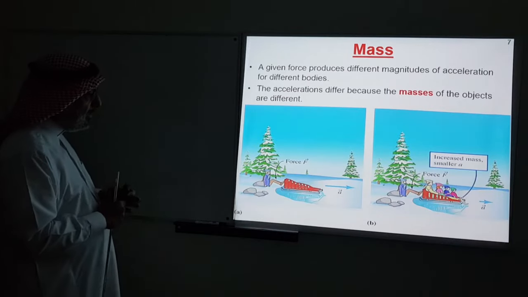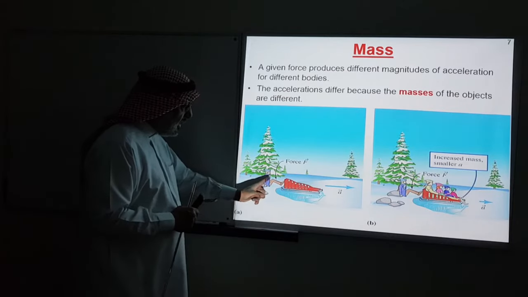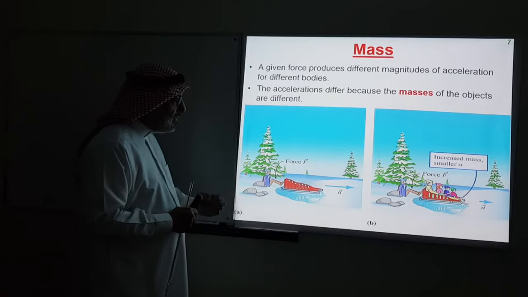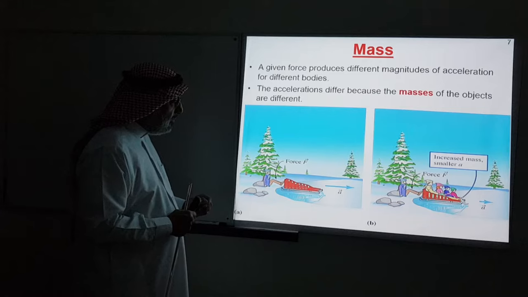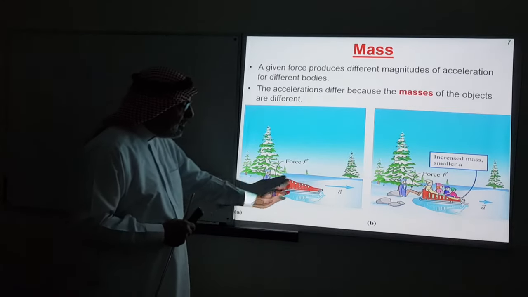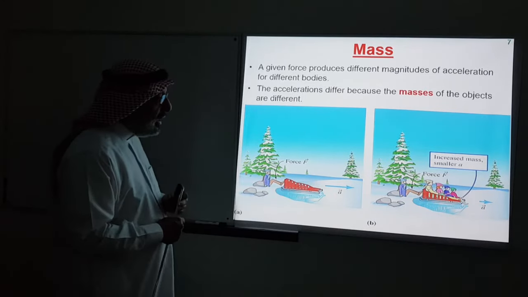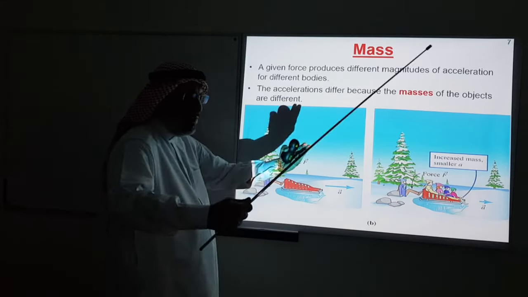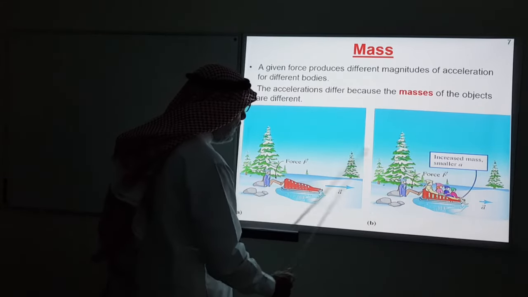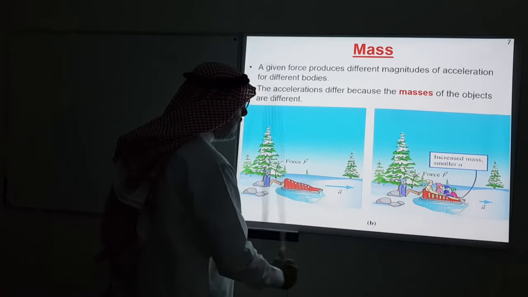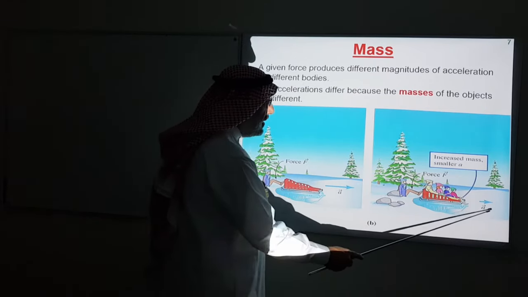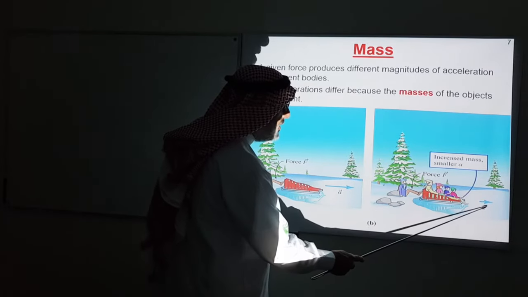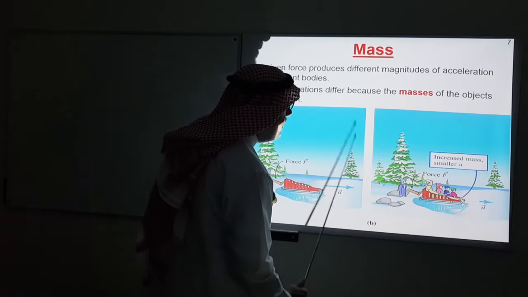And here is an example. Here we have a force, in this case exerted by the leg of the person. Here we have a sled. If the sled is empty, the force will give the sled some acceleration, a. If the sled is full of people, so the mass increases, for the same force exerted by the same person, you can see that the acceleration now is smaller. Because the mass is larger, the acceleration is smaller for the same force.